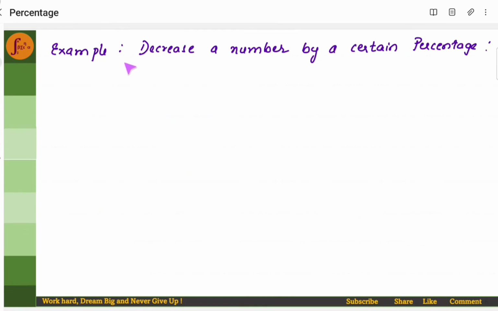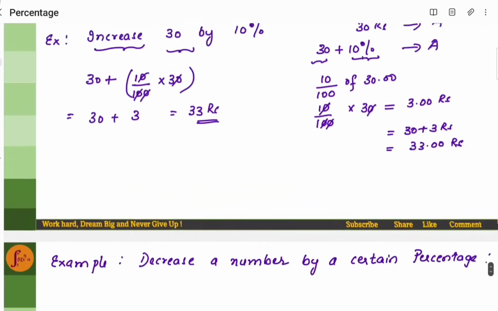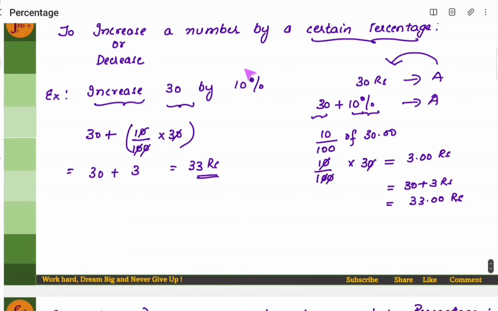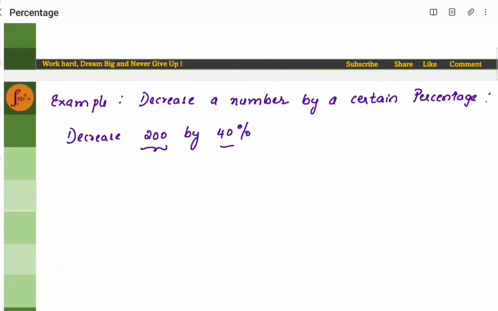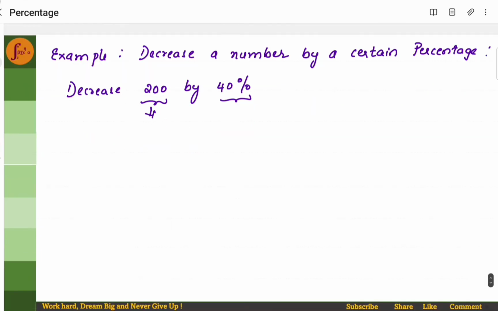Now let's take another example where I have to decrease a number by a certain percentage. Here I increased a number by a certain percentage. Now I'll do the reverse. I want to decrease. It will be the same thing. Instead of addition, it will become subtraction. Say I want to decrease 200 by 40%. So 200, decrease, so minus, 40%. 40% means 40 by 100.